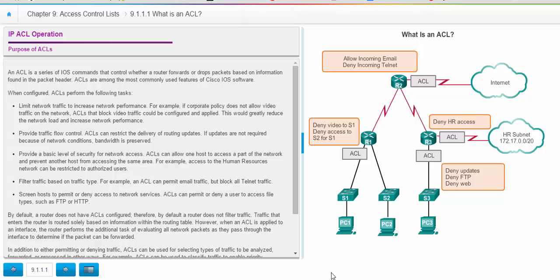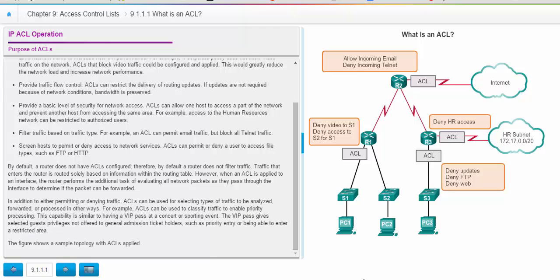ACLs can permit or deny a user access to file types such as FTP, HTTP. So you have a lot of control over that. Maybe you want to deny them access to updates. You don't want other people to do updates on your system. You want to have control over that. By default, a router does not have any ACLs configured on it. Your router's wide open and traffic can flow through your routers in any direction, in any type of packet. So we put these ACLs on there to control what is coming and going on our network.